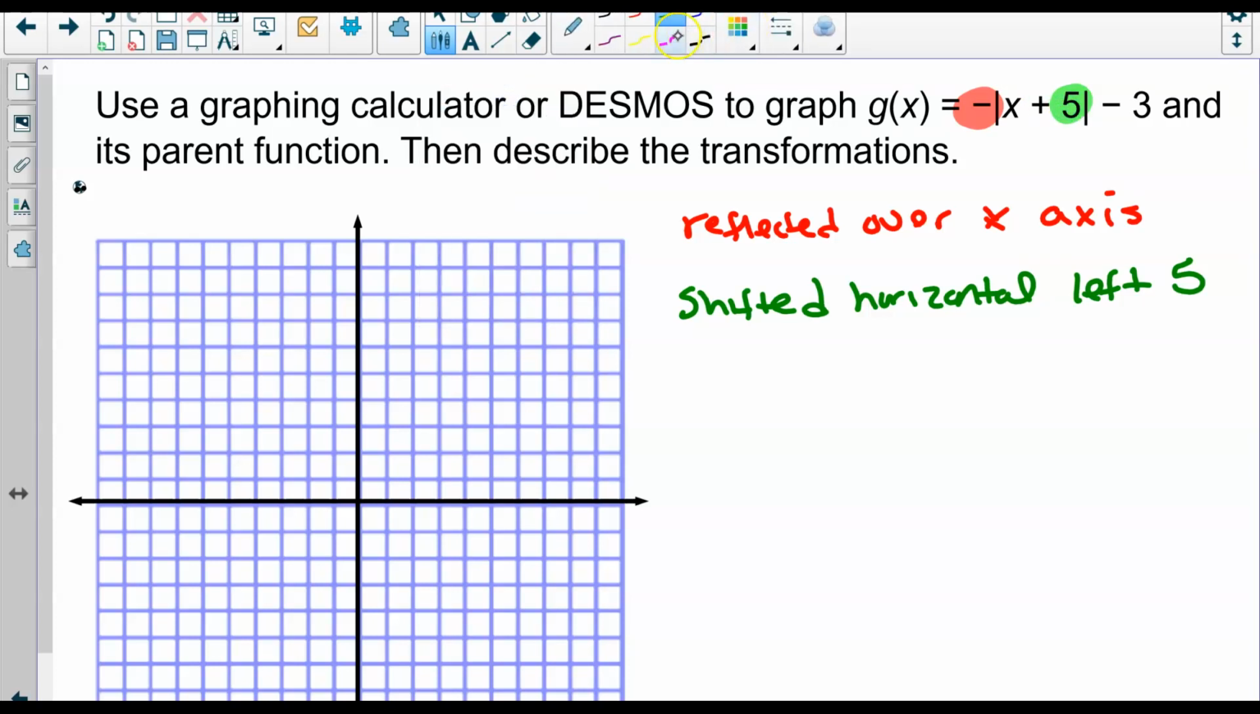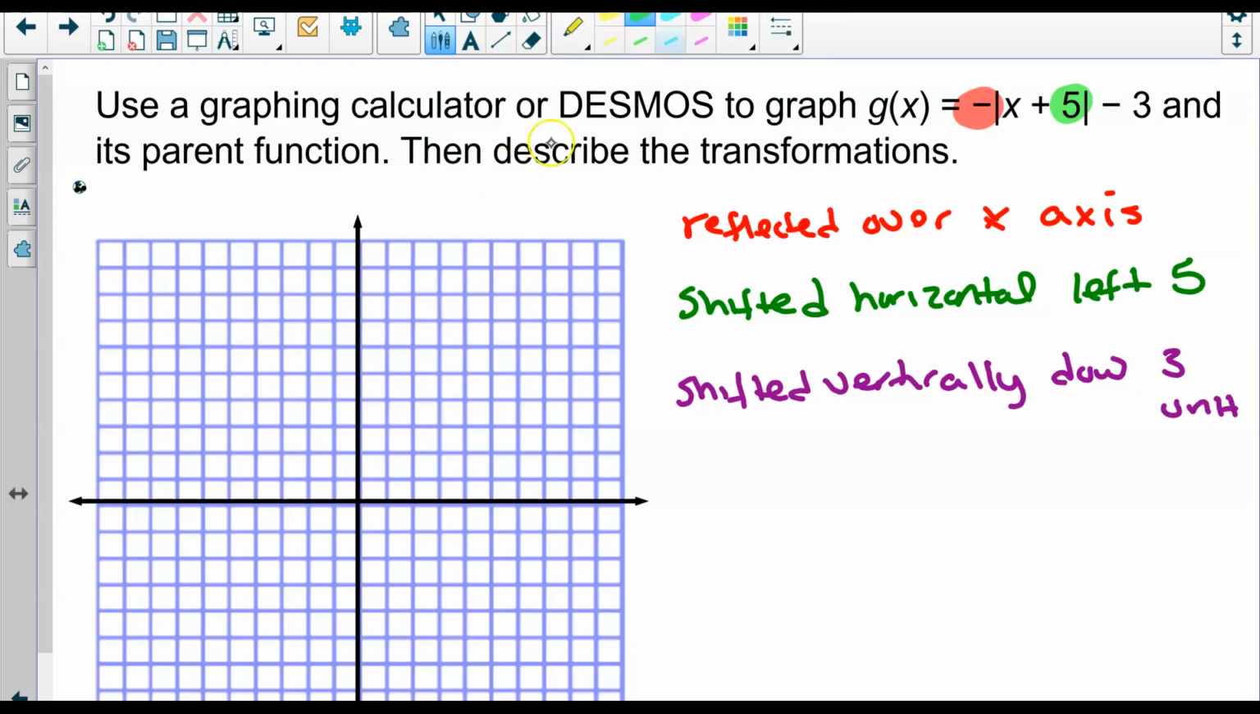And then my last transformation is it shifted vertically down 3 units. And I know that because of this one. All right, so now I can graph that.